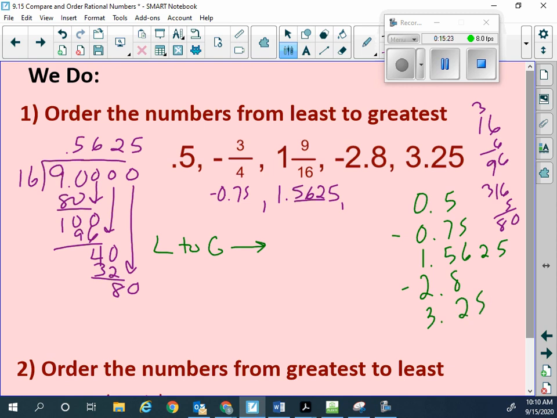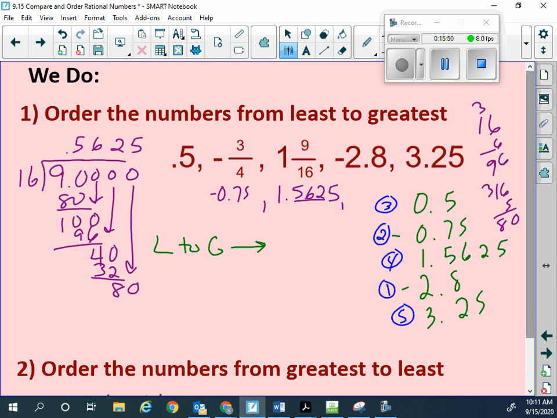Which one is the smallest? So I'm going to look at my two negatives, right? 0 or 2. Which one is more negative? The 2. So this one is going to be first. Then what? That one is second. So now I keep going in the ones place. 0, 1, or 3. 0 comes next. Then 1. Then 3. Okay?